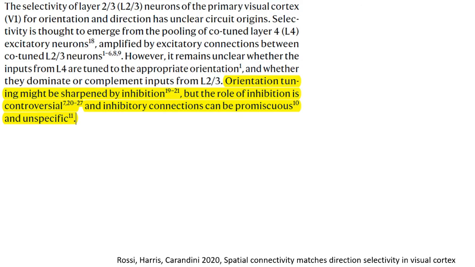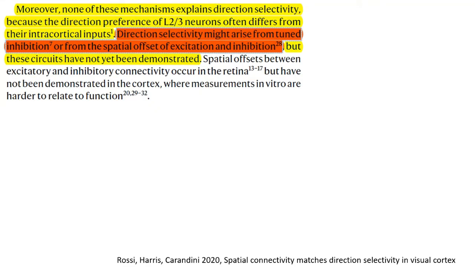Orientation tuning might be sharpened by inhibition, but the role of inhibition is controversial, and inhibitory connections can be promiscuous and unspecific. Moreover, none of these mechanisms explain direction selectivity, because the direction preference of layer 2-3 neurons often differ from their intracortical inputs. Direction selectivity might arise from tuned inhibition or from the spatial offset of excitation and inhibition, but these circuits have not yet been demonstrated."